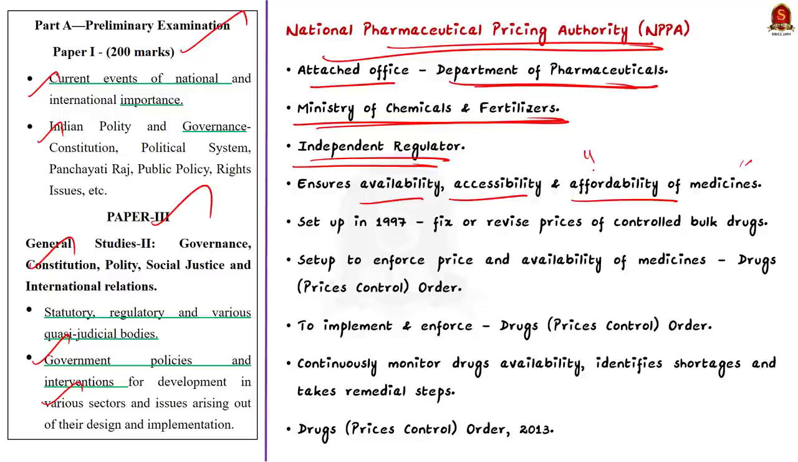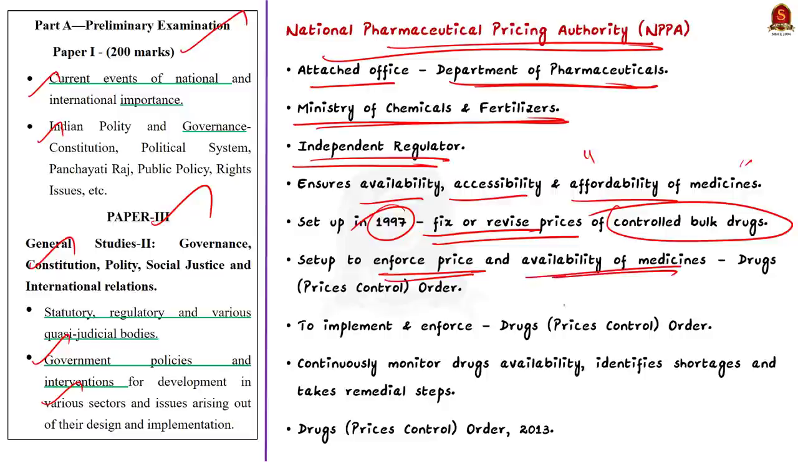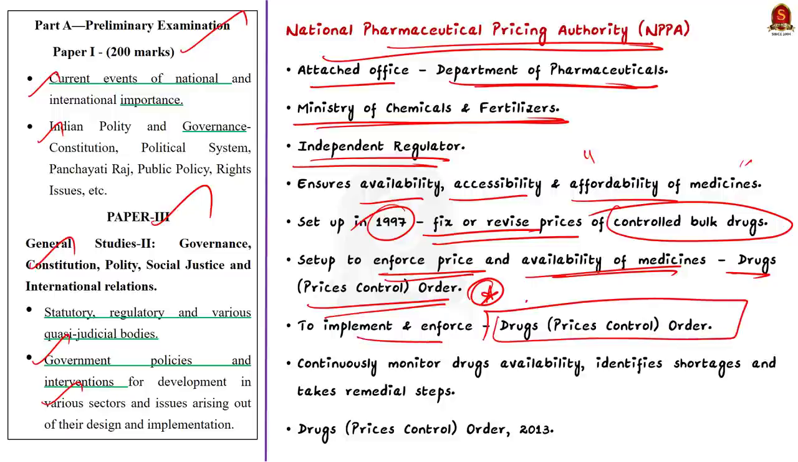Okay. See, the NPPA was set up in the year 1997 in order to fix or revise prices of controlled bulk drugs. And it was also set up to enforce price and availability of the medicines in the country under the Drugs Price Control Order. See, its mandate is to implement and enforce the provisions of the Drugs Price Control Order in accordance with the powers delegated to it. Okay. So, it continuously monitors the availability of drugs, identifies the shortages and takes remedial steps.